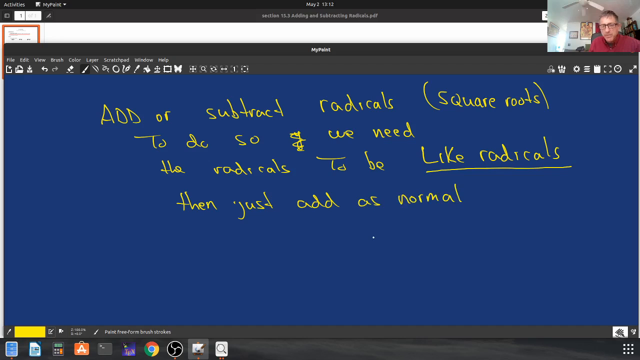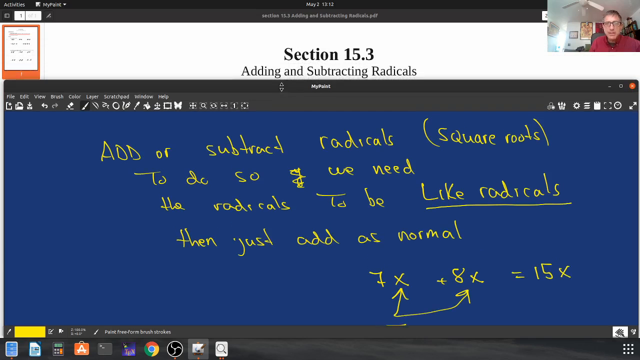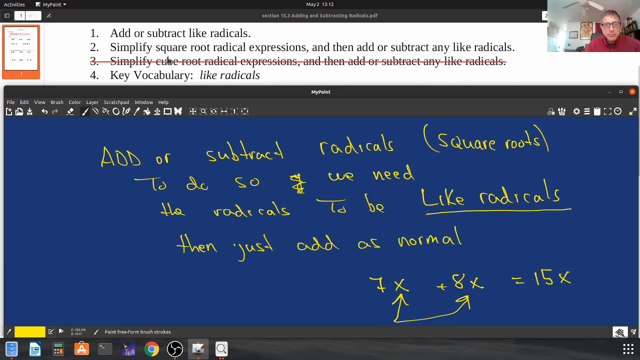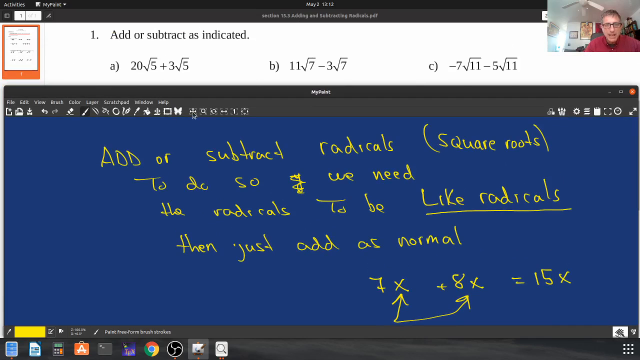What do I mean by normal? If I have 7 of something plus 8 of something else, then I have 15, which is 7 plus 8 of that something. In this case, that something might be a square root of 2, or a square root of 3, or a square root of 8. Doesn't matter. It's something, and if I have 7 of something, and then I add 8 of that something, then I now have 15 of that something. And that's all there is to it. So let's look at some examples.